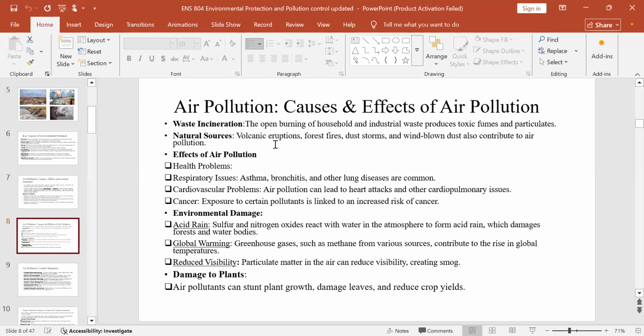Natural sources, which include volcanic eruptions, forest fires, dust storms. Usually in the dry season, in the Harmattan season, you have a lot of dust storms in the northern part, and even most of the Guinea Savannah area. And wind-borne dust, all of these contribute to air pollution.